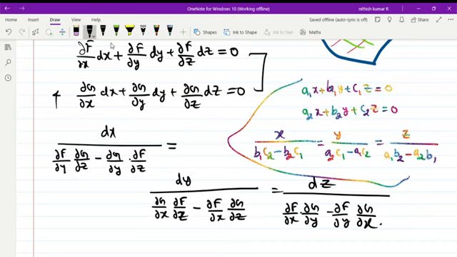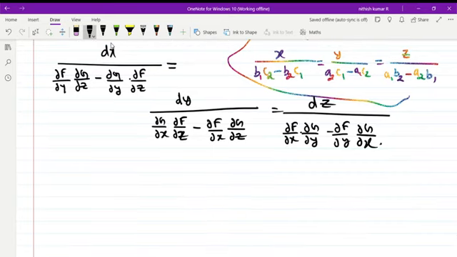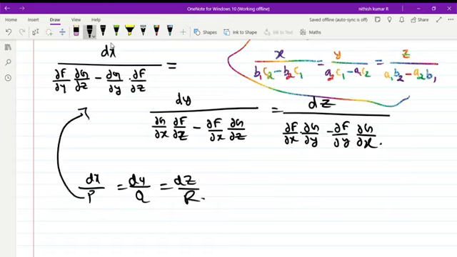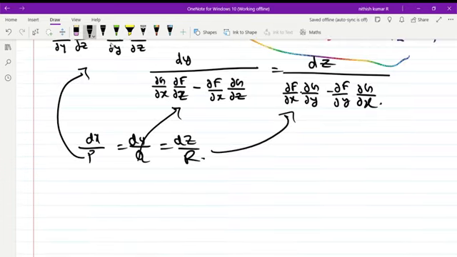That is dx by p, which is equal to dy by q, which is equal to dz by r, where p is nothing but this expression, q is nothing but this expression, r is nothing but this. So I'm not writing once again what it is, so you can clearly see it from the board. Okay, now the curve.